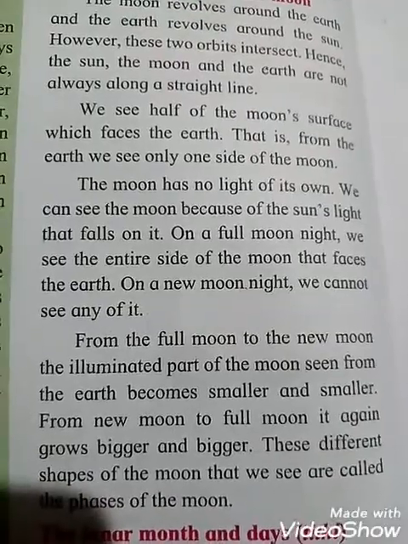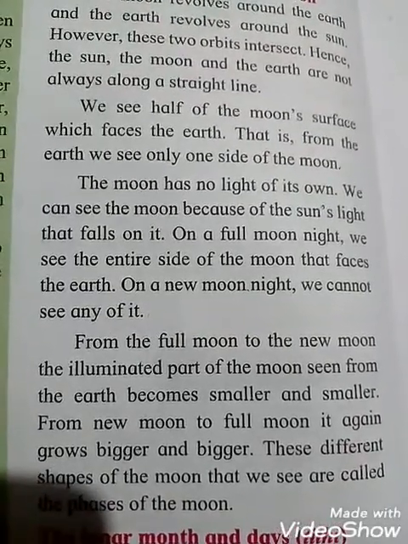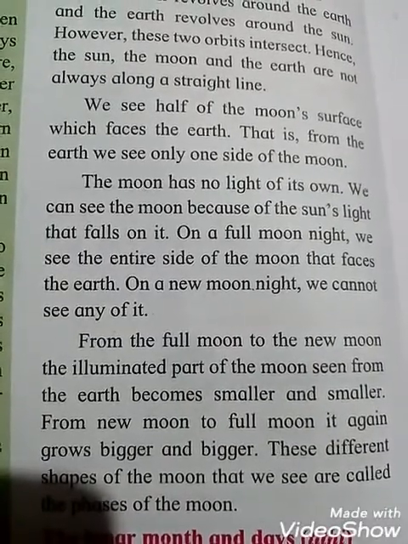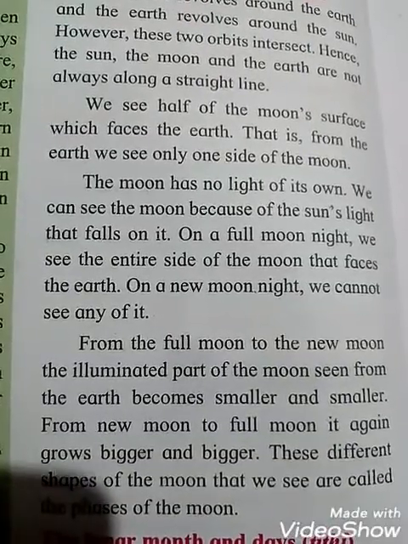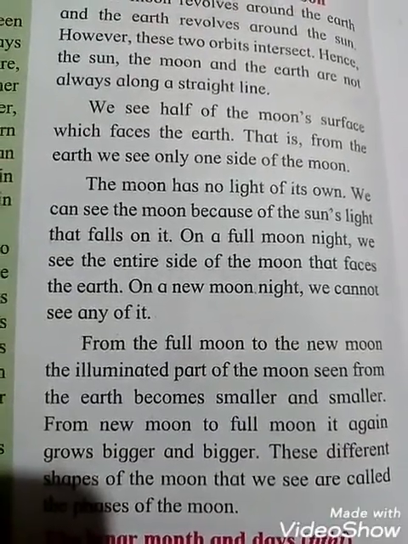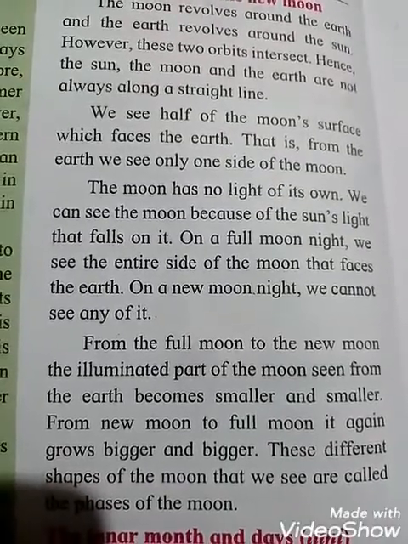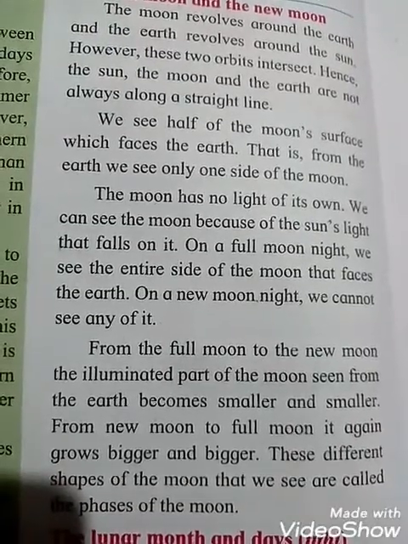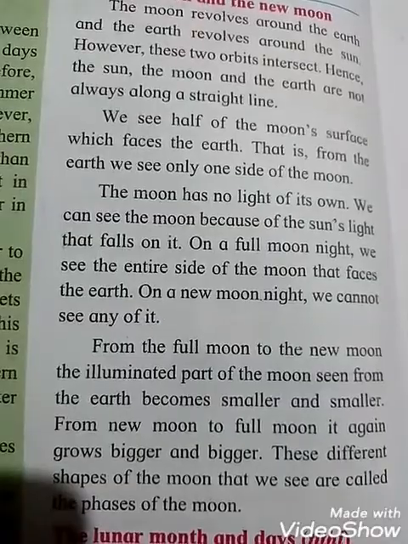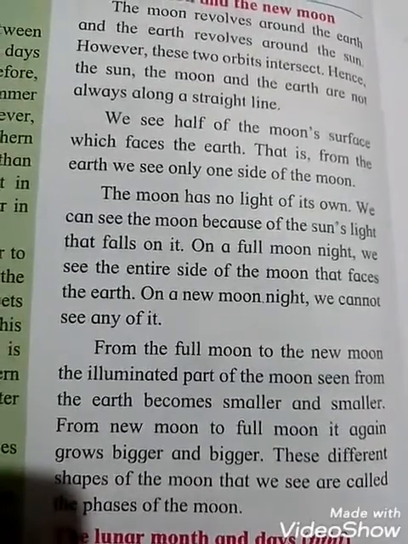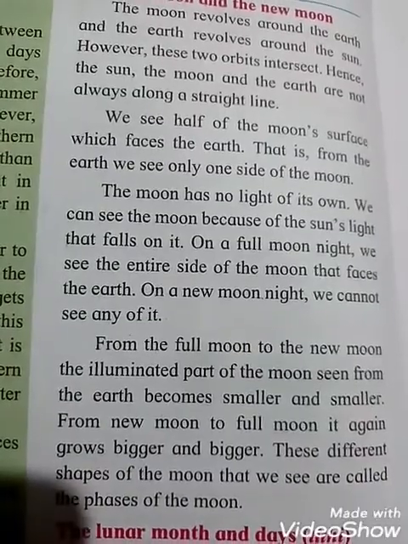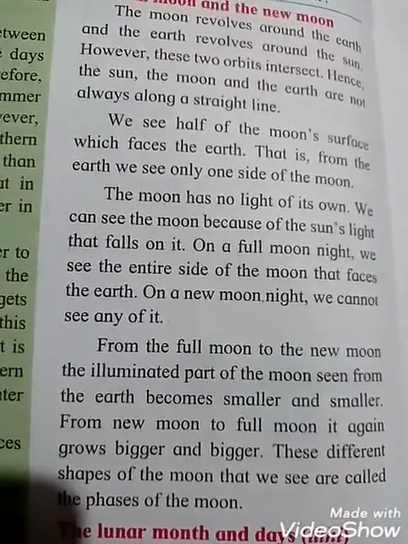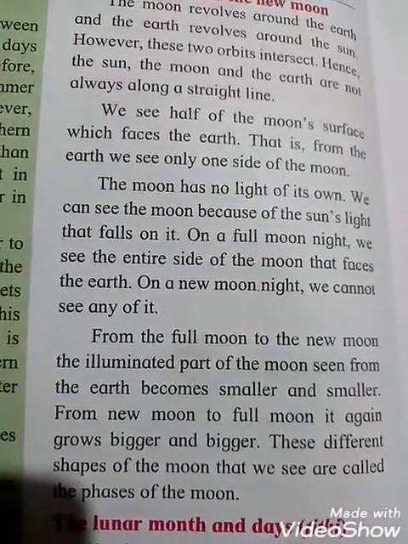Okay, the moon has no light of its own. You all know that the moon is a satellite and the moon does not have its own light. We can see the moon because of the sun's light that falls on it. And see, students, from the earth we can see the moon because of the sun's light that falls on it. The part where the sun's light falls on the moon, only that part we can see from the earth. Okay, the part where sunlight does not fall, we do not see that part of the moon from the earth, because the moon does not have its own light. That means the moon has no light of its own.